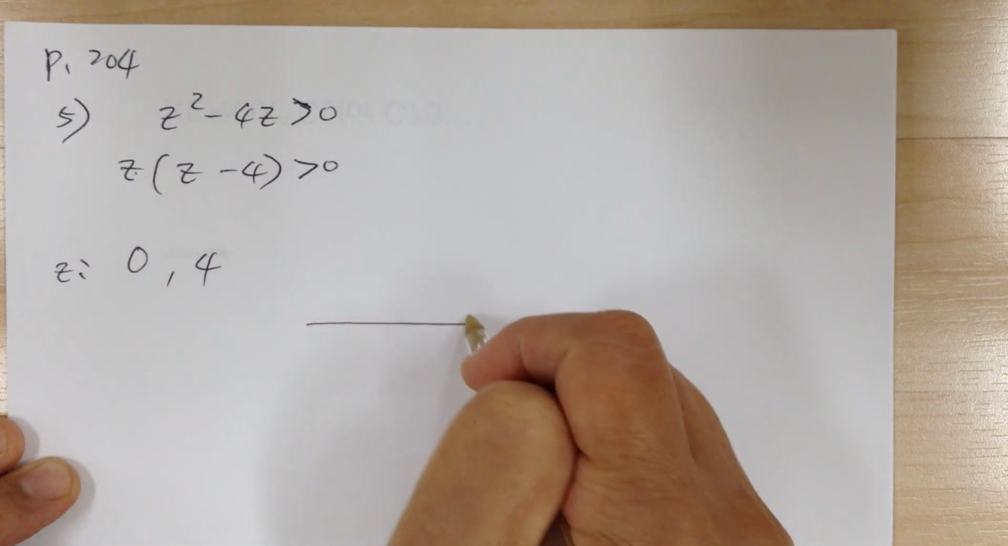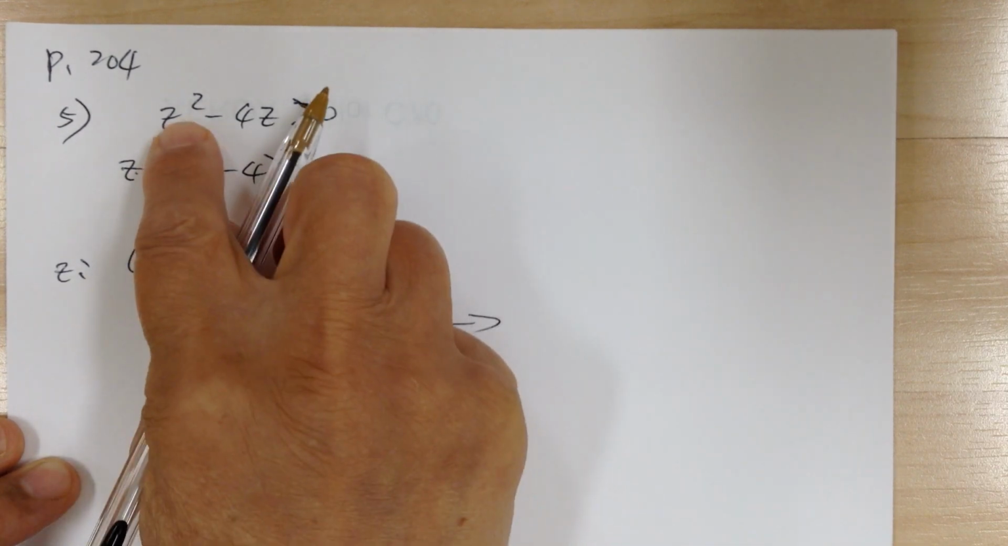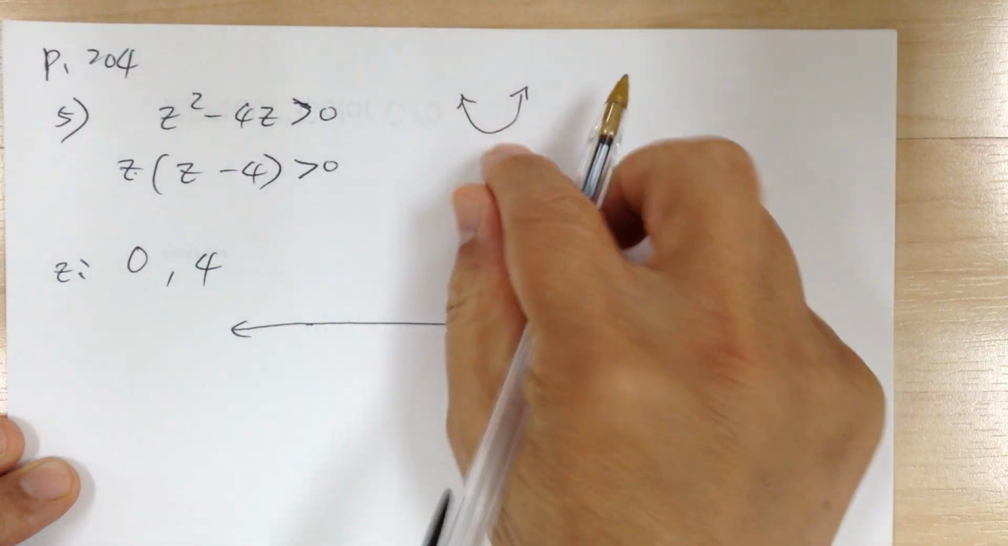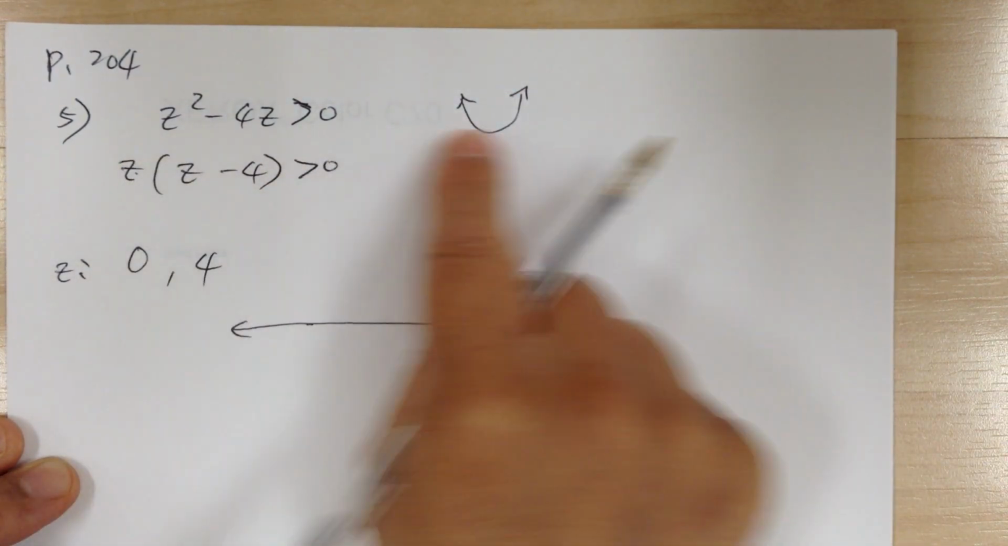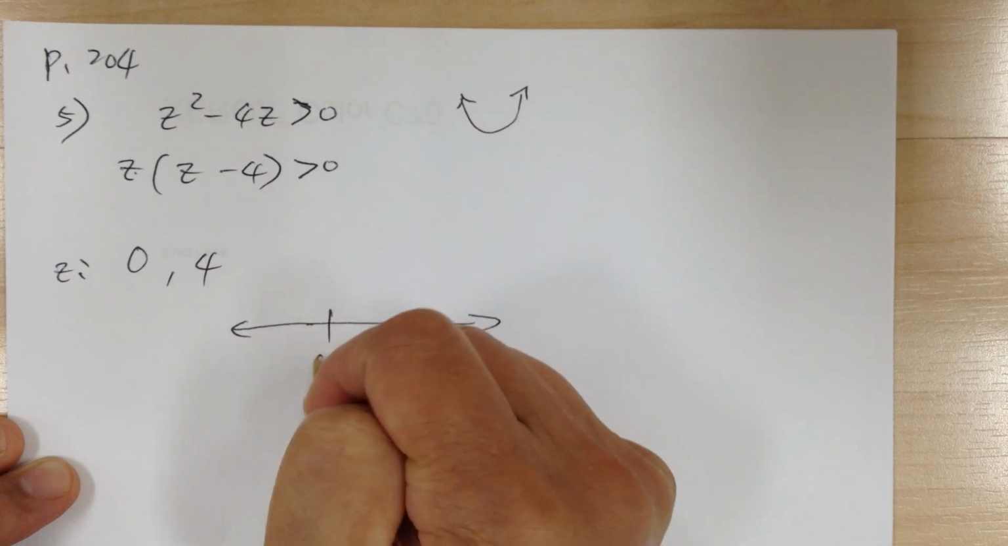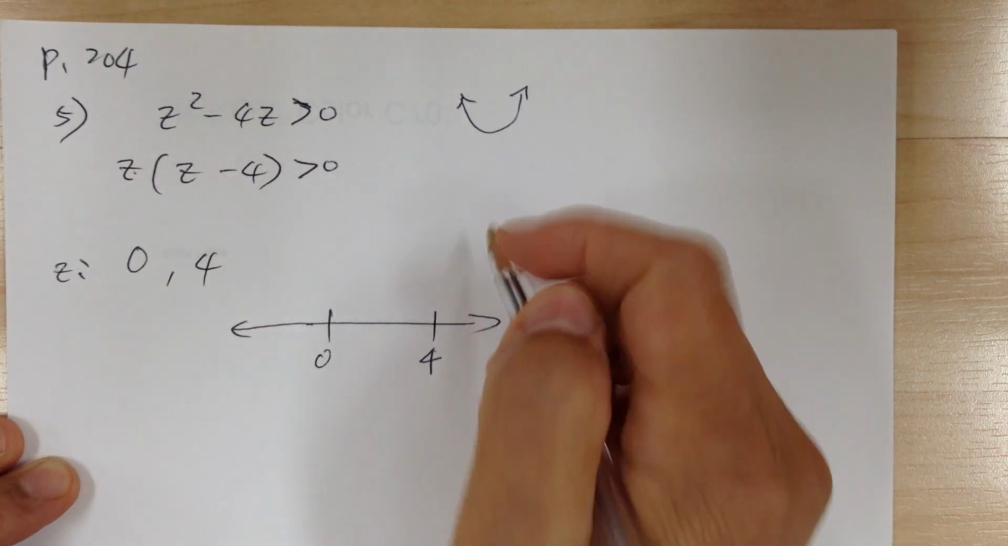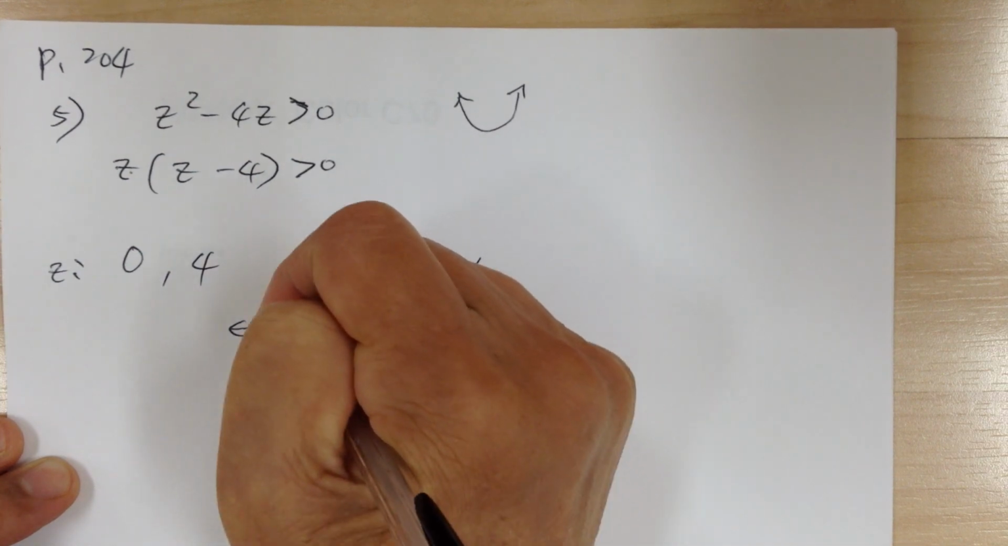If you sketch it out, by the way, the highest degree is z squared, so your shape is going to look like that, because it's a positive square. Your critical points, the zeros, are 0 and 4, and it's going to look something like this.